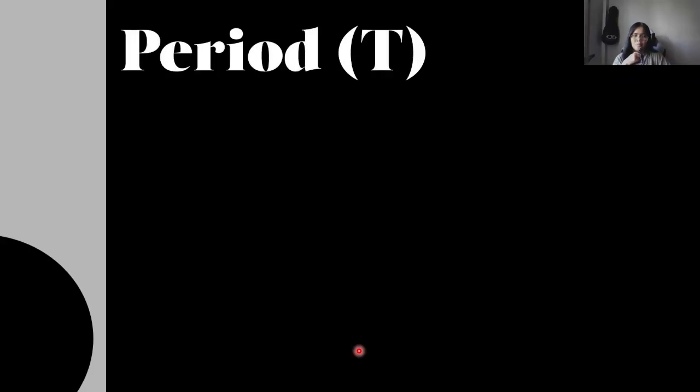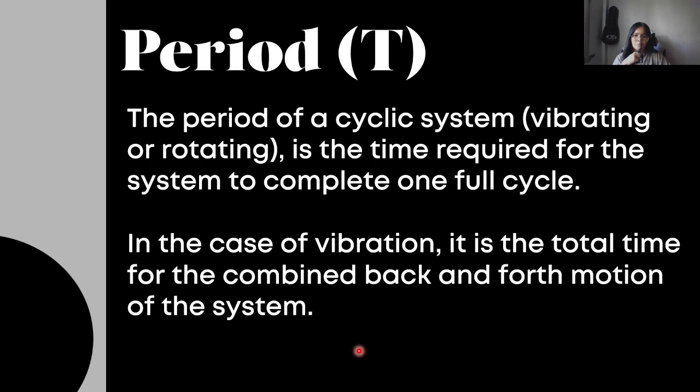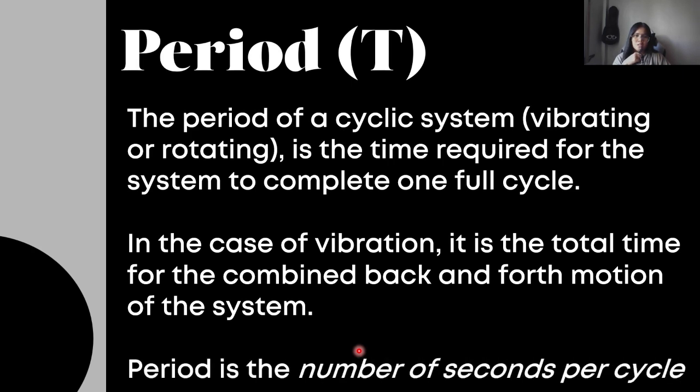So we have period. The period of a cyclic system, or vibrating or rotating, is the time required for the system to complete one full cycle. In the case of vibration, it is the total time for the combined back and forth motion of the system. Period is simply the number of seconds per cycle.